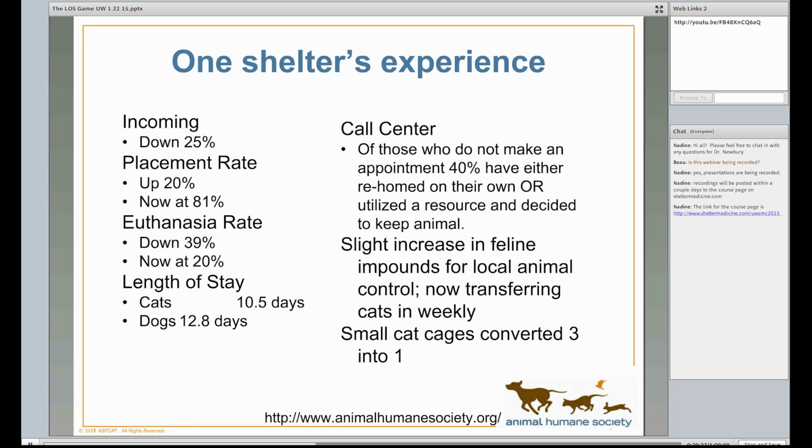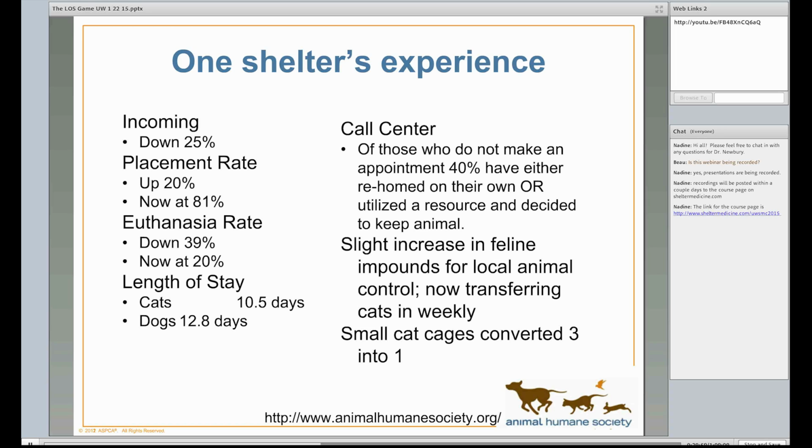Their euthanasia rate went down 39% and is now only 20%. Their length of stay for cats was well over a month, and now it's down to 10.5 days. For dogs, it's down to 12 days. And they had a call center that was calling people back about these appointments, and what they found is that of those who didn't make an appointment, 40% had either rehomed on their own or used some other resource that had been provided and decided to keep the animal.